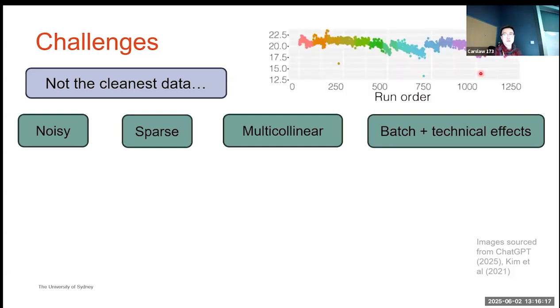And just to give an example, this is some data collected on mass spectrometry. On the x-axis is the run order, so we're running 1,000-something samples on this machine, and the y-axis is the signal. If you look at the signal over time, you can see there's a really clear trend, which is going to be completely unrelated to biology.